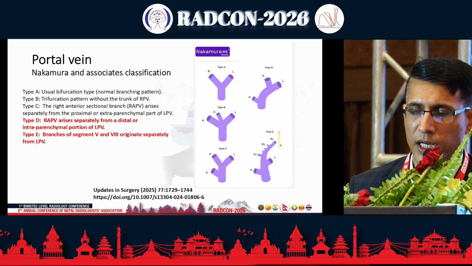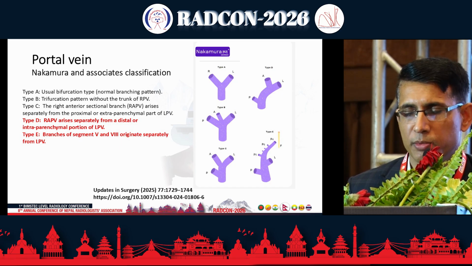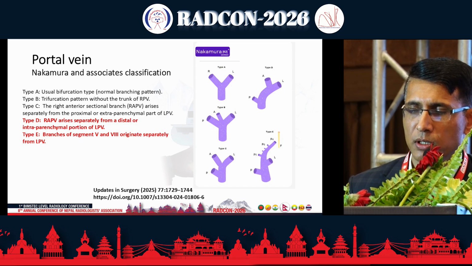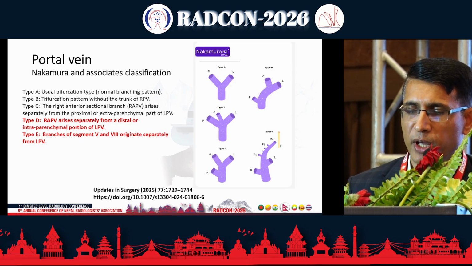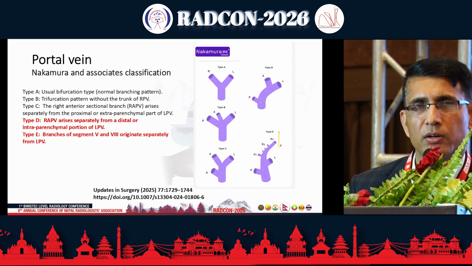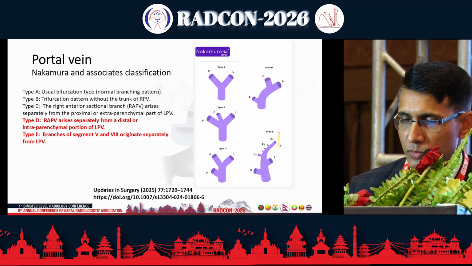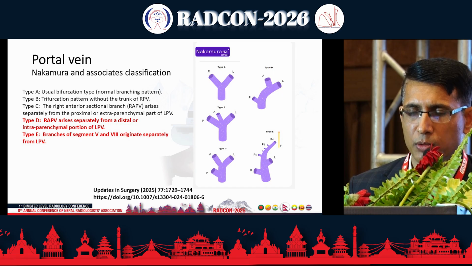Here the right anterior portal vein arises from the left portal vein, but extrahepatically. So we can do the transplant in this case. But in this case the right anterior arises from the left portal vein quite far, within the liver parenchyma. And when there are multiple right branches from the left portal vein, these are contraindications for liver transplant. So we have to measure the length of the portal vein just right of the left portal vein and its diameter.